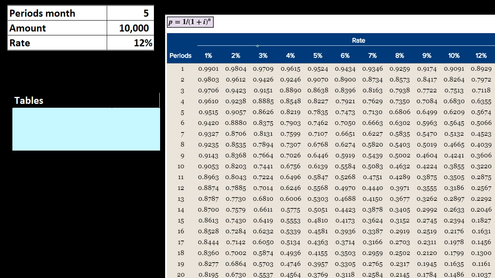So we'll take the 12 divided by 12, that gives us 1%. With 1% being the percent and 5 being the periods, that's going to give us this 0.9515. So we'll have our 10,000 as the amount, multiplying that times 0.9515. That gives us the present value, 9,515.